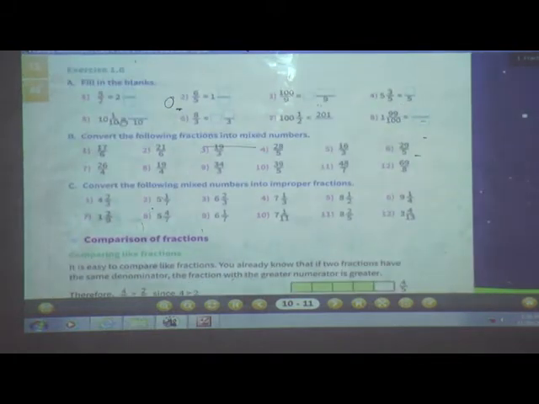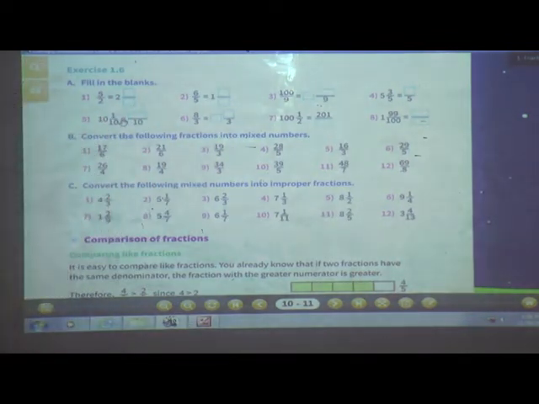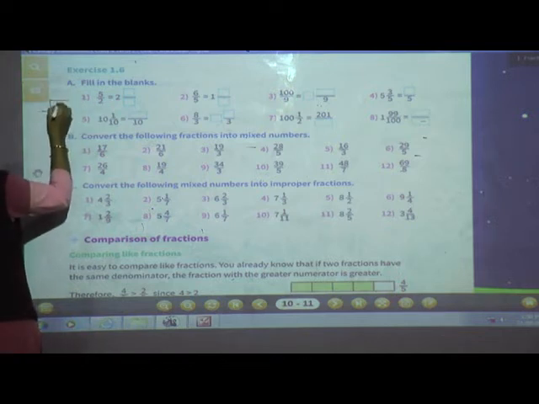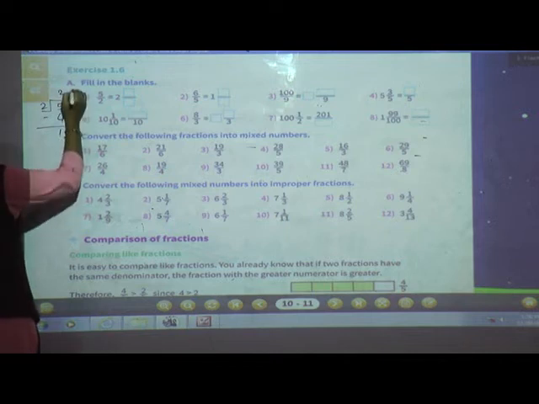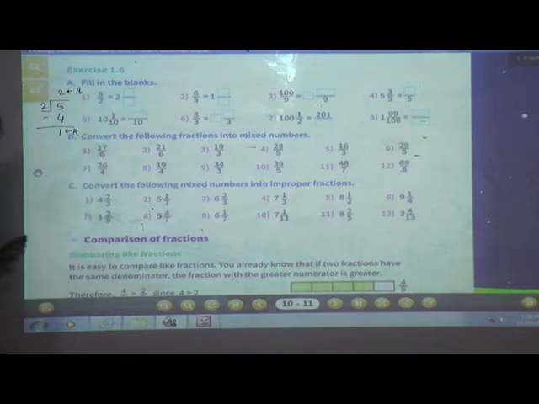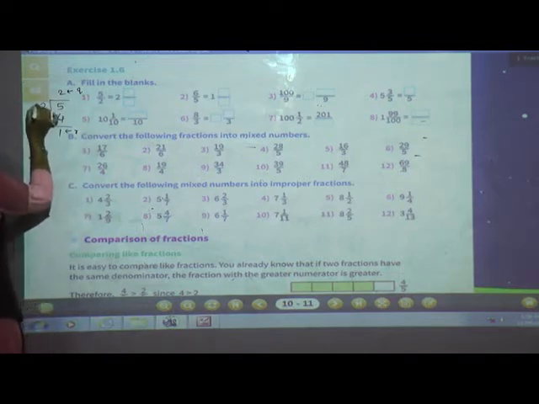Now we will solve our exercise 1.6. What is the first question? Fill in the blanks. 5 upon 2 is equal to dash dash 1 by 2. Now we will go with the shortcut method only. So directly I will divide. 2 twos are 4. This is rough work. So 1 will remain. So this is the remainder, this is the quotient, and this is the denominator.